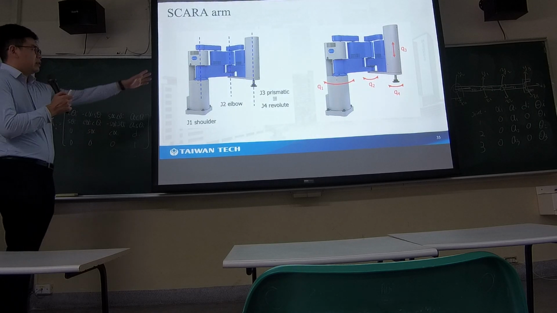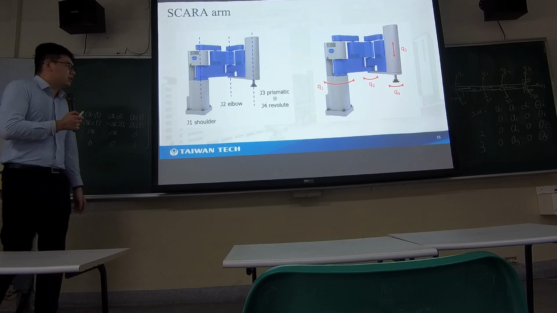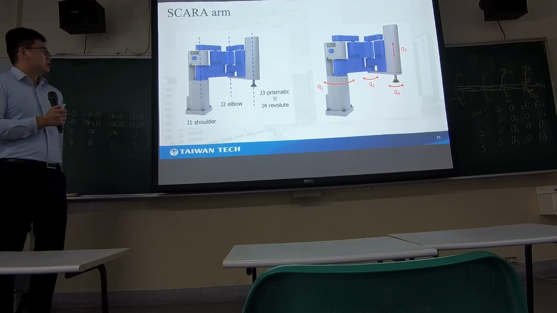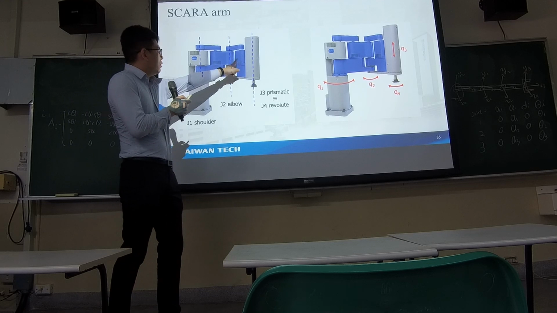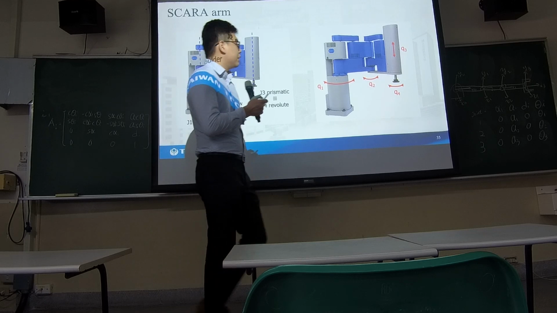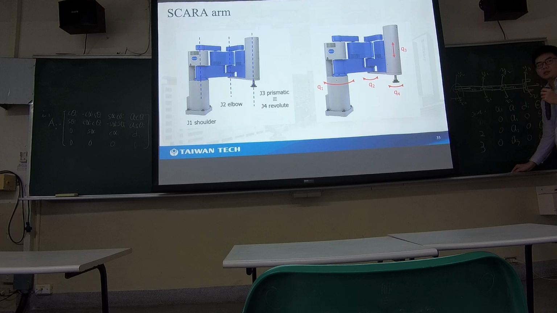So now you can formulate your coordinate system for the Star robot. This is the rotation joint, the prismatic joint, and the rotation joint. You can formulate your coordinate system according to this. You can give it a try.